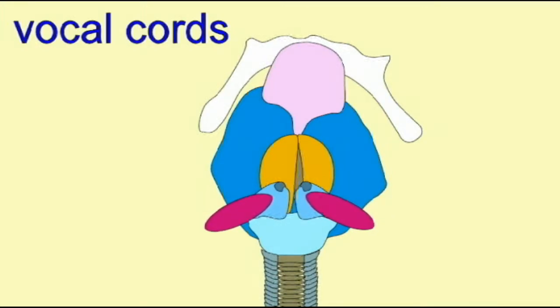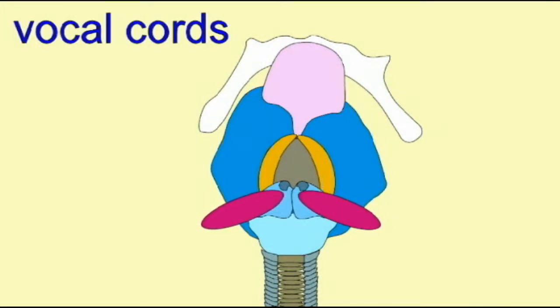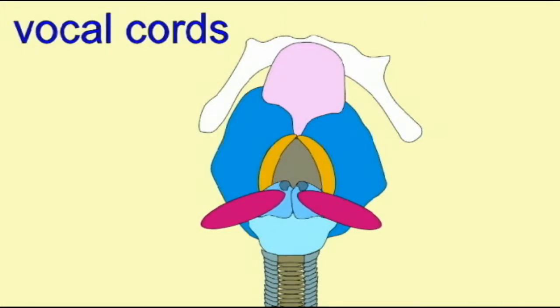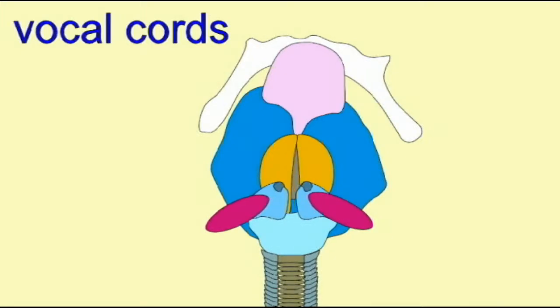Vocal cords are present typically in mammals, and so the vocal cords which allow human speech are used by other species to make a variety of vocalizations.